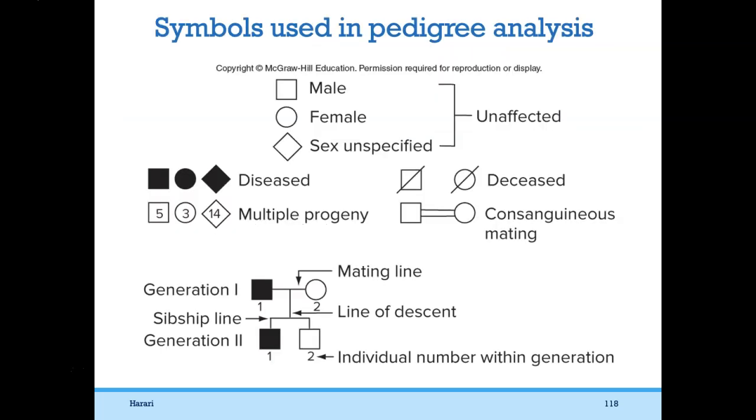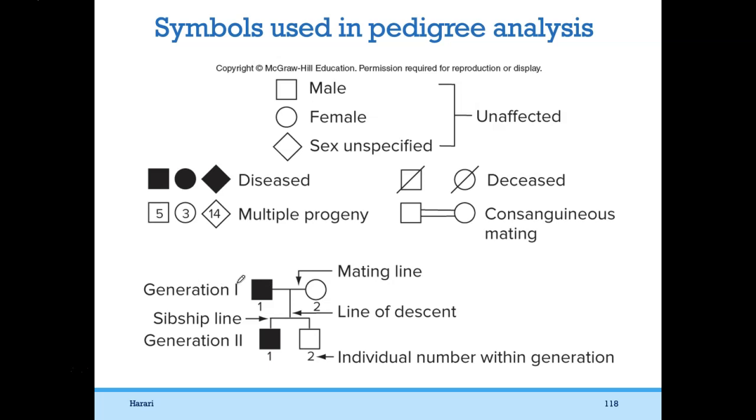So here are some symbols that we use in pedigree analysis. Males are squares. Females are circles. A diamond is sex unspecified. If they're unfilled shapes, those are healthy. If they are filled, that means they have the disease. If you see an X, that means they're dead. This is if a brother and sister mate. We're not going to see that. And we're not going to see this too much if you have multiple progeny.